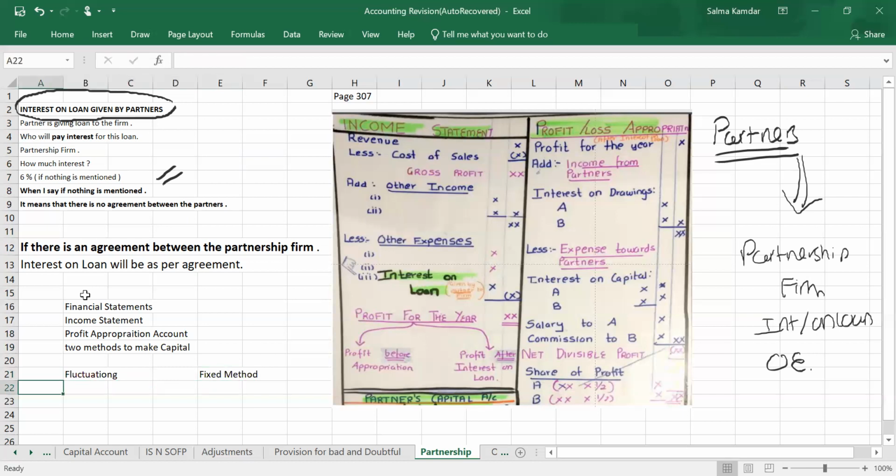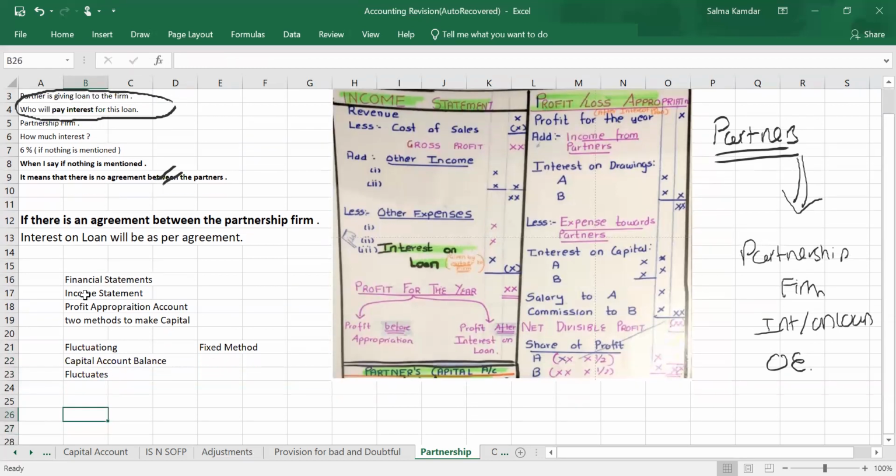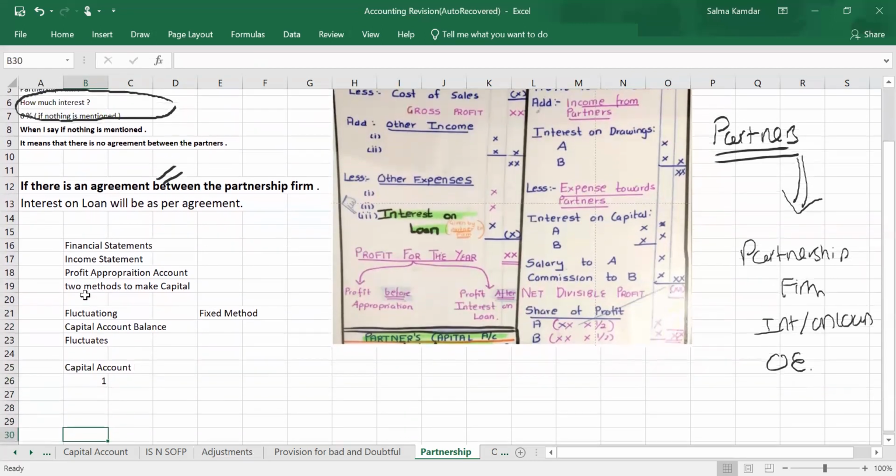In the fluctuating method, the capital account balance fluctuates. It means it changes, it doesn't stay the same. How many capital accounts are we going to prepare? There is only one capital account in the fluctuating method.